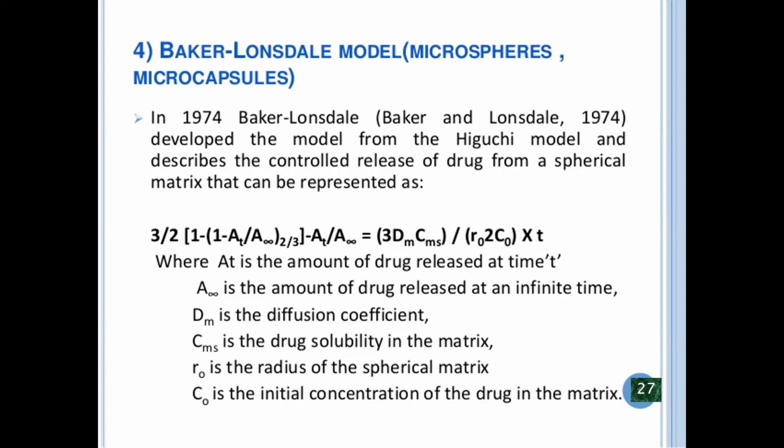A Baker-Lonsdale model. In 1974, two scientists, Baker and Lonsdale, developed the model from the Higuchi model and described the controlled release of drug from a spherical matrix, which can be represented by the following equation. And it is mostly applicable for microsphere and microcapsule dosage forms.